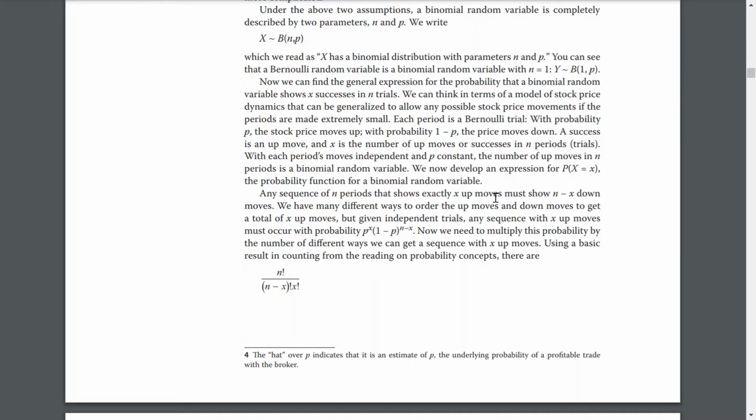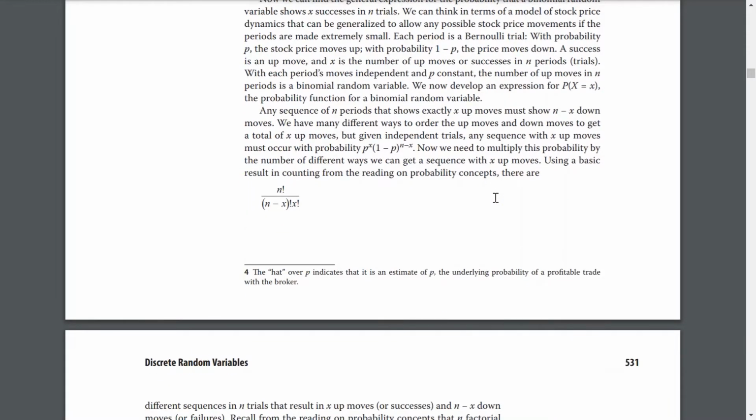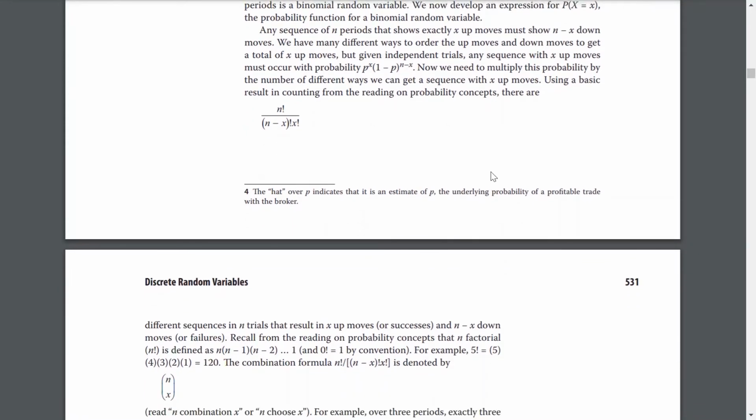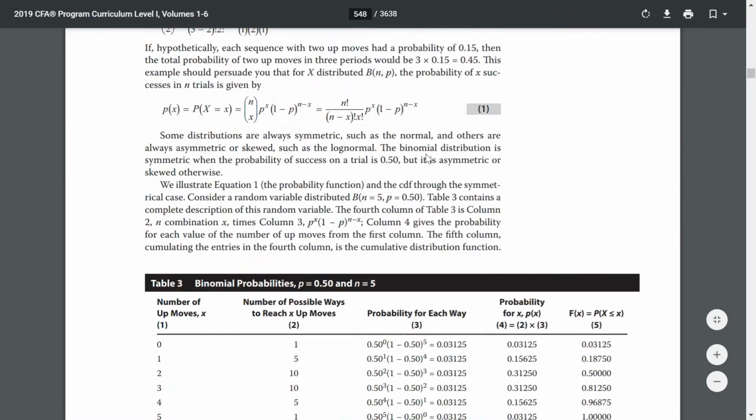Each period is a Bernoulli trial with probability p. The stock price moves up with probability p, and with probability 1 minus p, the price moves down. A success is an up move, and x is the number of up moves or successes in n periods or trials. Any sequence of n periods that shows exactly x up moves shows n minus x down moves. We have many different ways to order the up moves and down moves to get a total of x up moves. But given independent trials, we need to multiply the probability by the results in counting from the reading of probability concepts. So these are just using the formulas.